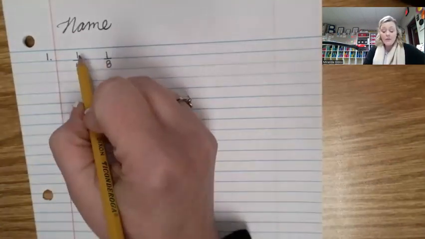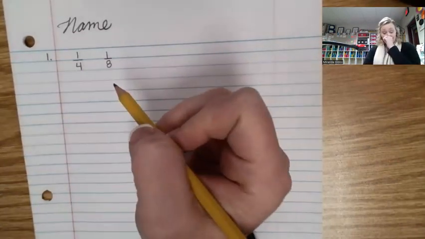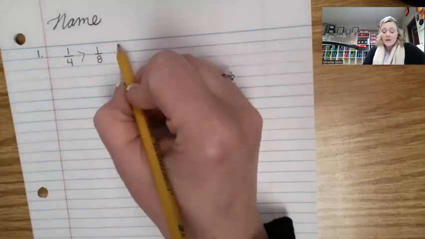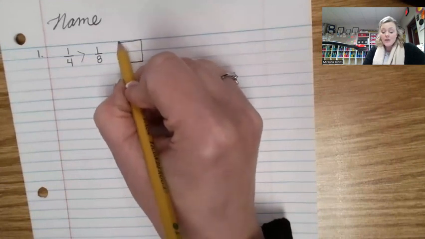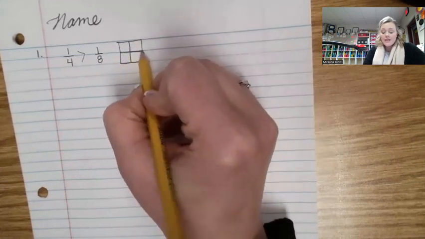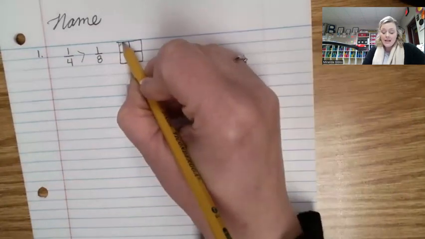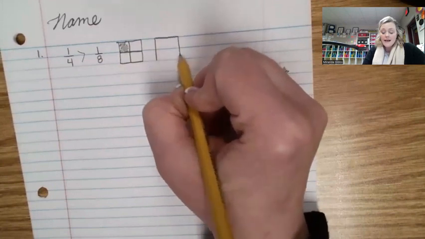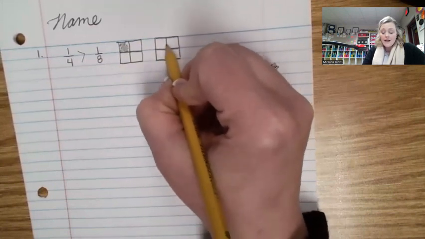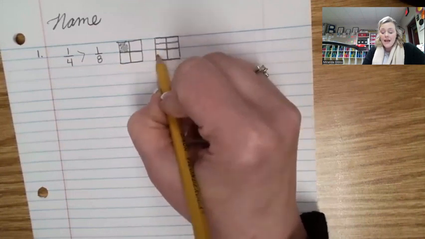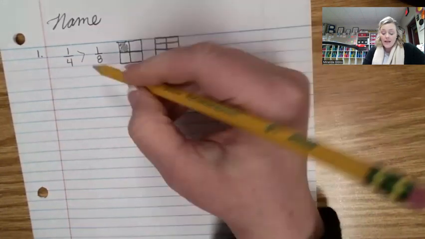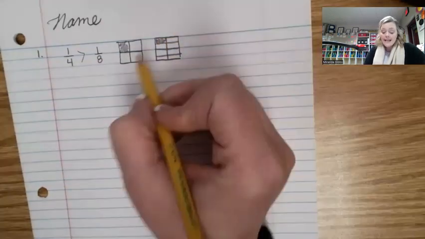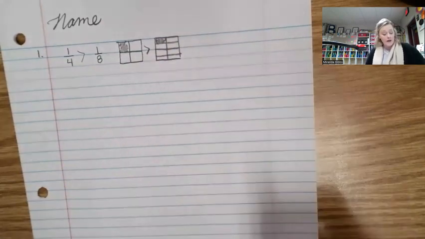So which is bigger, 1/4 or 1/8? 1/4 is correct. We're going to prove it with a model. So go ahead and draw your first model, just like that, into fourths. I'm going to shade 1. Now I'm going to draw another square about the same size. I'm going to do my very best here. And then I'm going to cut them into 8s. Now, 1/8 is just one part of that. So we can see here, 1/4 is larger than 1/8.